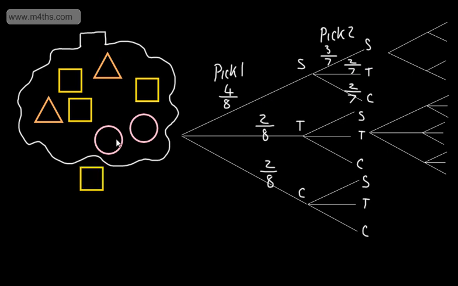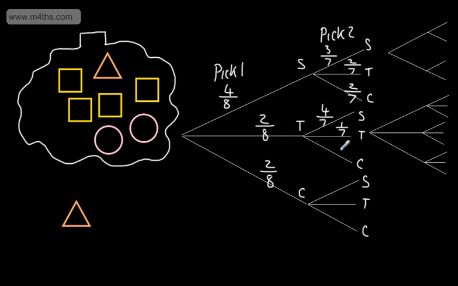Let's say on the first pick, I didn't choose a square, but I chose a triangle. If we did that, what we'd have now is the probability of a square. Well, there are 4 in there. So the numerator doesn't go down, it's just the denominator. 4 out of 7. There's only 1 triangle left, so we've got 1 out of 7, and then there are 2 circles, so that's 2 out of 7.